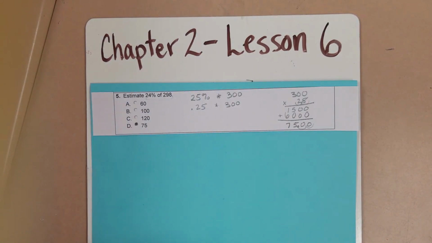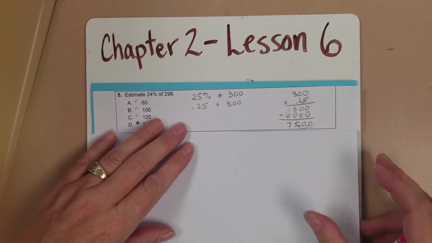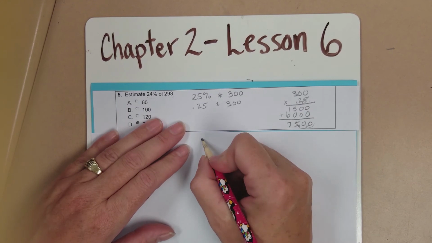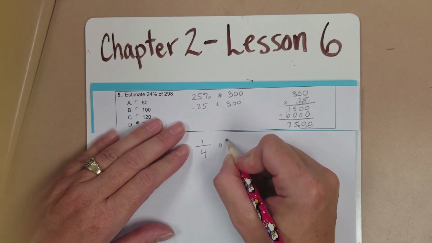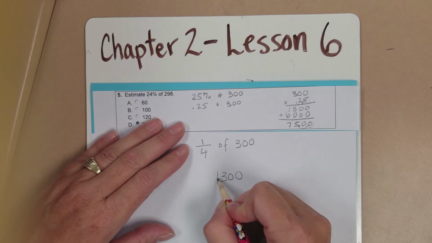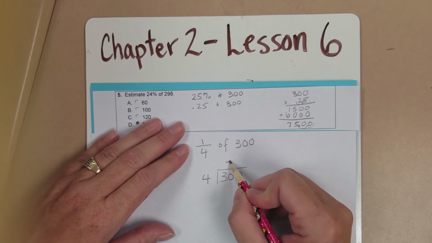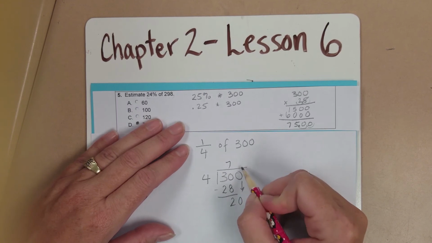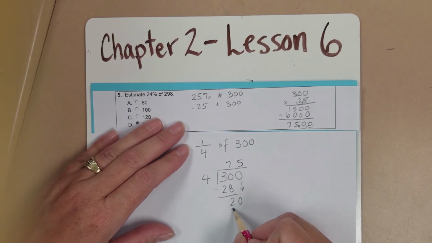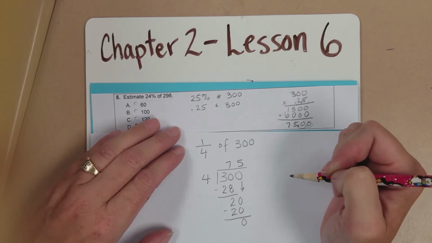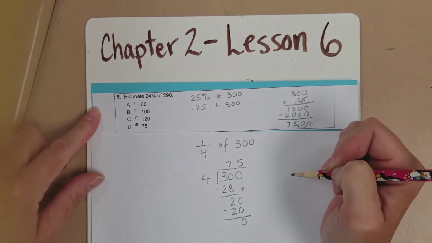Okay. Now, another way to look at this problem would be that 25% is 1/4. It's 1/4 of 300. So if I did 300 divided by 4, okay, I'd get 75. So that's another way to look at it.